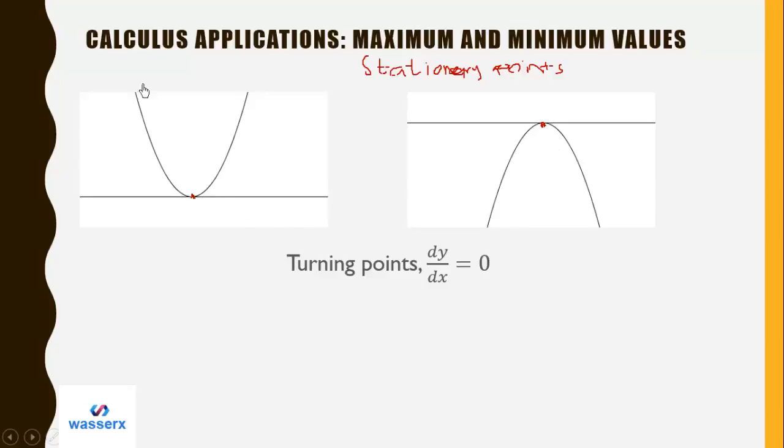Now, to determine whether the curve is a minimum or maximum curve, we take the second derivative. If the second derivative, after substituting the x value over here, is greater than 0, then that curve is a minimum curve, or it is concave upwards. And also, if you substitute into the second derivative and it is less than 0, then that curve is a maximum curve.